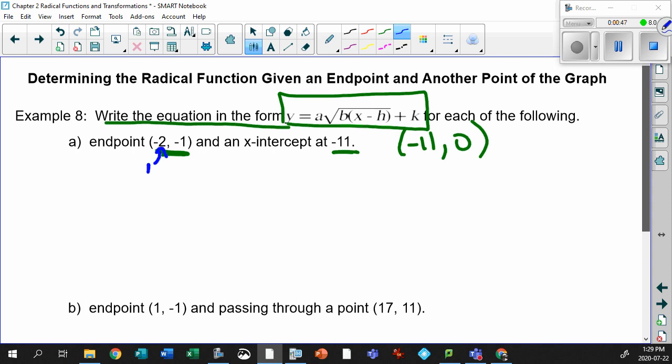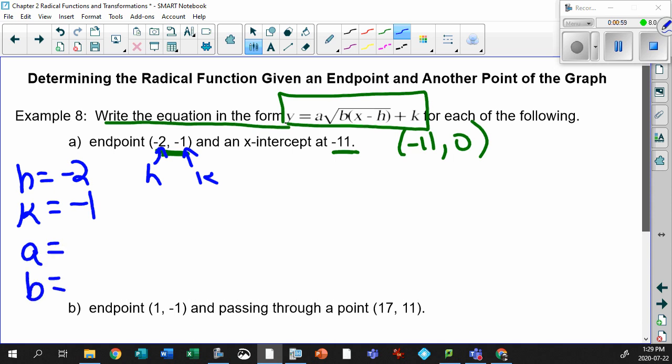Endpoint. Well, you know that that's your h value. You know that that's your k value. So you've got an h value here of -2, and a k value here of -1. You've got to figure out your a value, and you've got to figure out your b value. That's all there is to it. But how can you figure out how the graph is opening or moving or shifting left, right, whatever? You can't figure out anything unless you do a sketch.